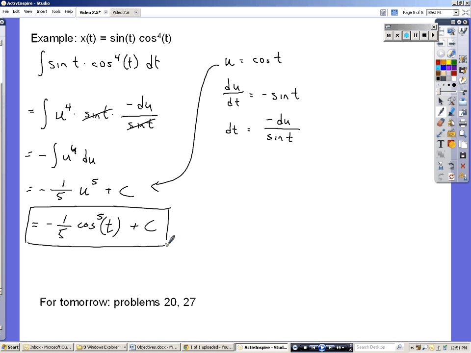Those were a couple of examples of substitution. The first one is going to be very common. The second one will happen only occasionally. There's 3 or 4 problems on your homework assignment, sort of like the second one. What I'm going to check tomorrow are problems 20 and 27, but you should be able to do all of the problems on the handout at this point.